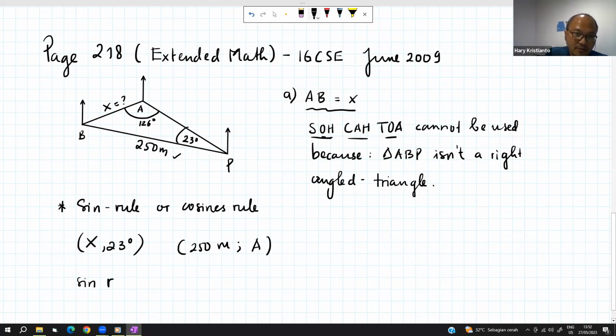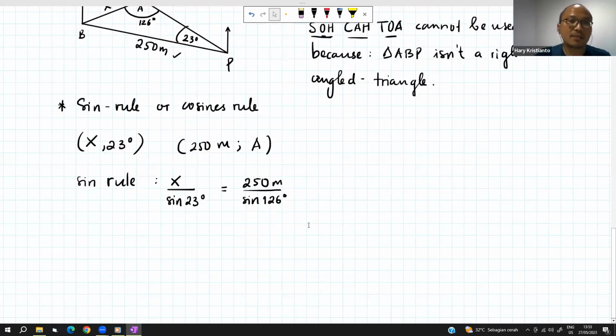The sine rule says like this: x, which is this one, divided by sine 23, which is this one, is equal to the known side, which is 250 meters, divided by sine 126. Understand? x divided by sine 23 is equal to 250 meters divided by sine 126.